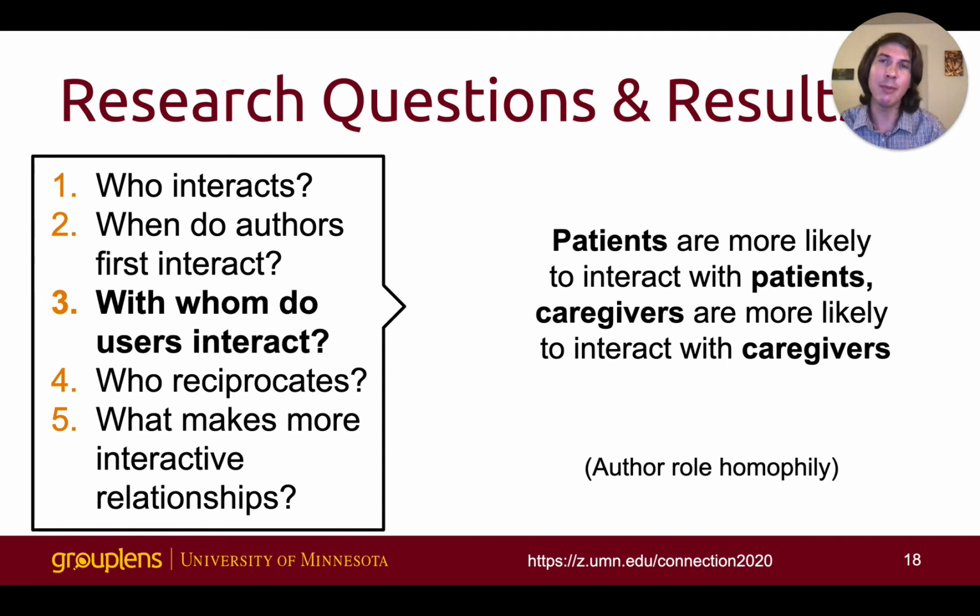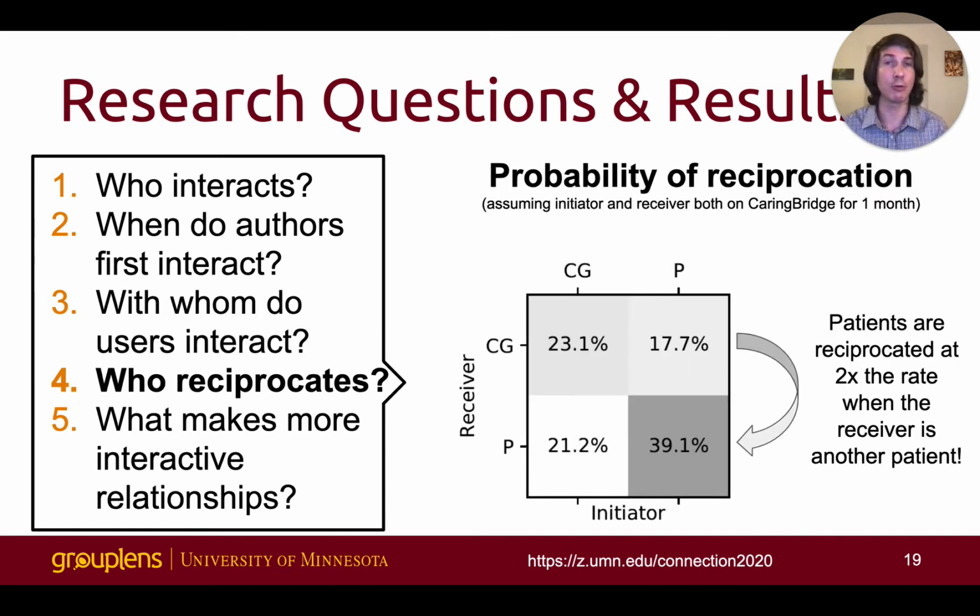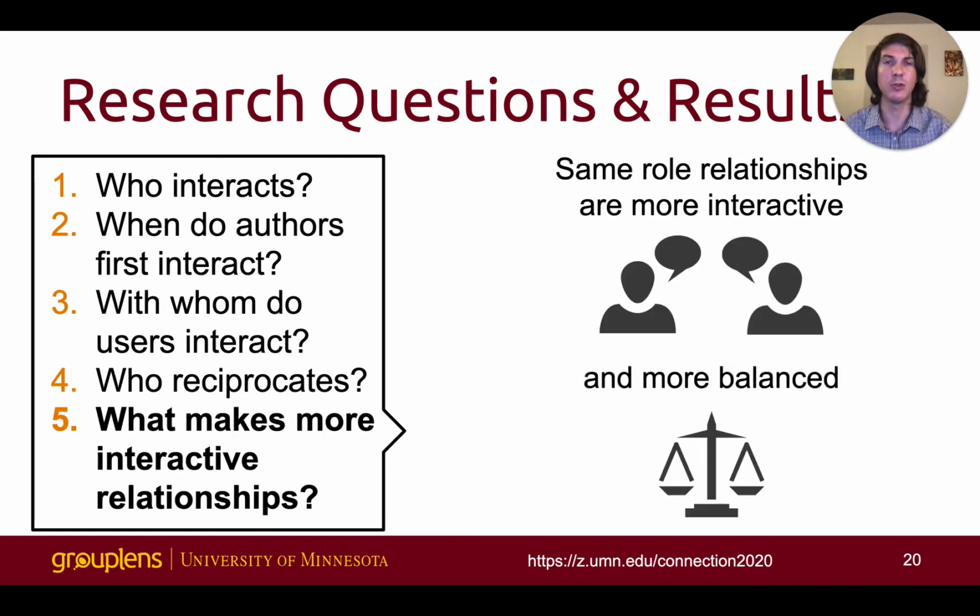We see the same behavioral pattern looking at who reciprocates an interaction. Authors are more likely to reciprocate when they share a role with the interactor, although this effect is much stronger for patients. Patients are more than twice as likely to receive a reply when they first interact with a fellow patient compared to interacting with a caregiver. Finally, if we look at the sequence of interactions between two authors as a relationship, relationships have more total interactions and are more balanced when authors have the same role.